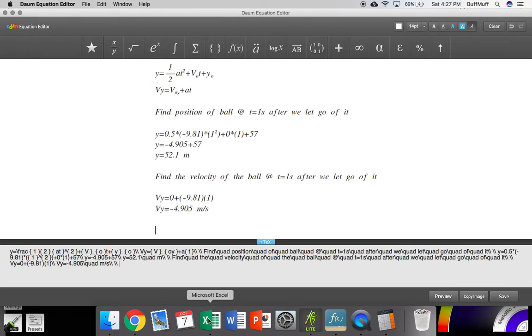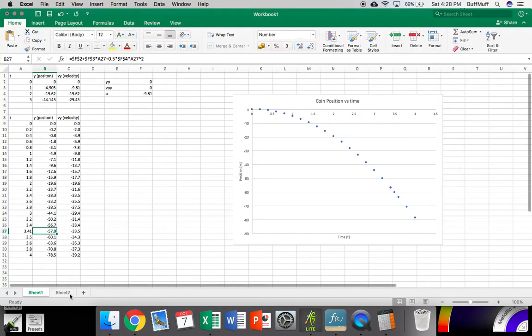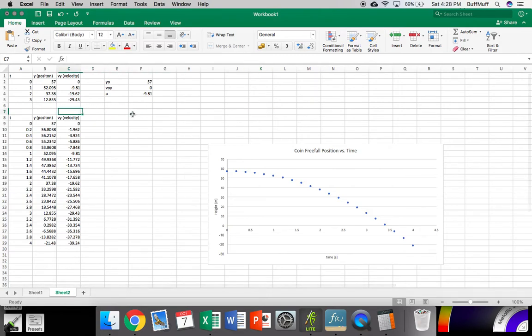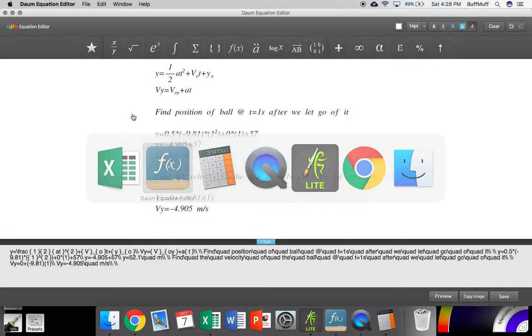So what I did now is I calculated the values at t equals 2 and 3. I used Excel again. So here at 0, look, I changed this. At 0, my y position is 57, right? And my velocity is 0. I am not throwing this either up nor down. At 1 second, look, I calculated and it is exactly the same here.